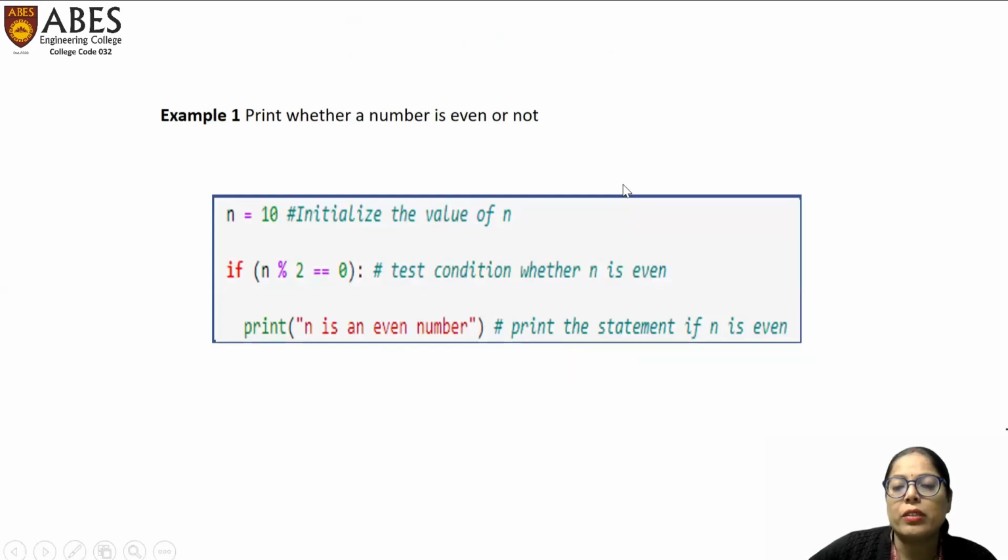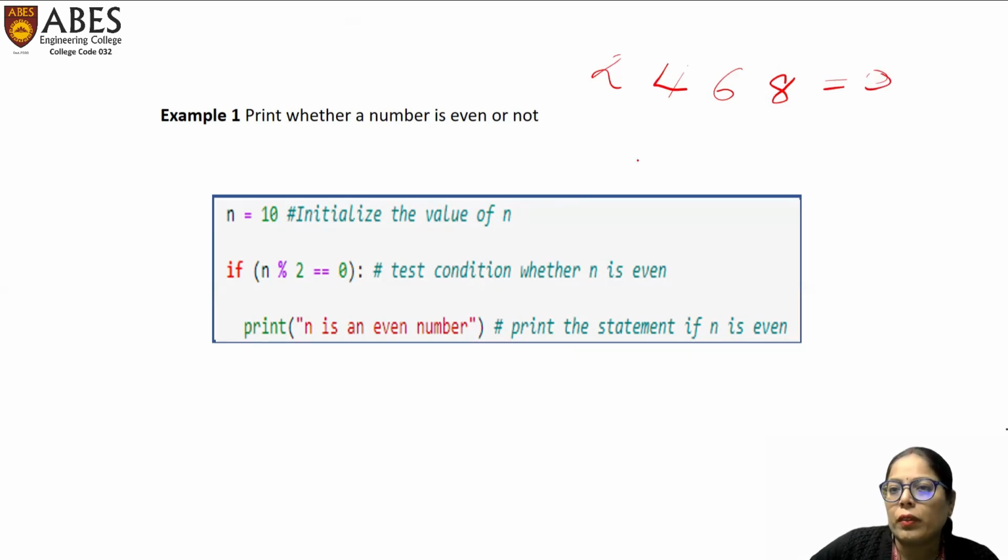Now we will try to understand one example of how the if statement will be helpful. Here the question is asking that you have to print whether the given number is even or not. So what are even numbers? Even numbers like 2, 4, 6. These are even numbers. Why? Because when you divide these numbers by 2, you will get remainder 0. So these are your even numbers.